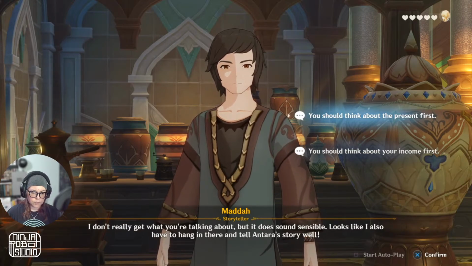I don't really get what you're talking about, but it does sound sensible. Looks like I also have to hang in there and tell Antara's story well.